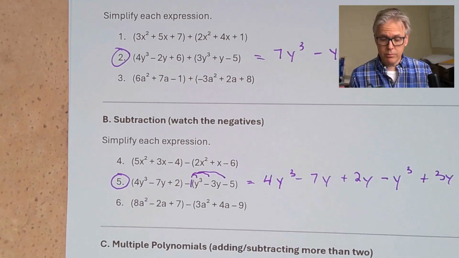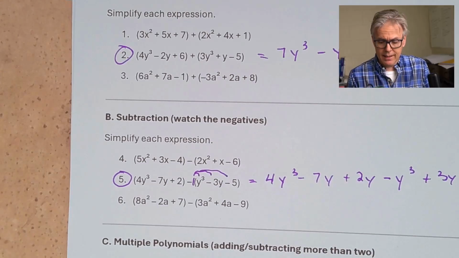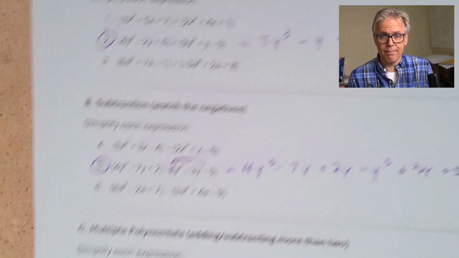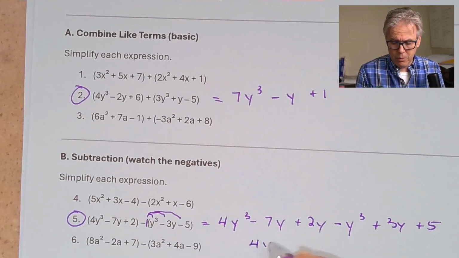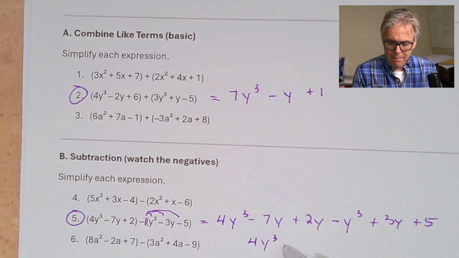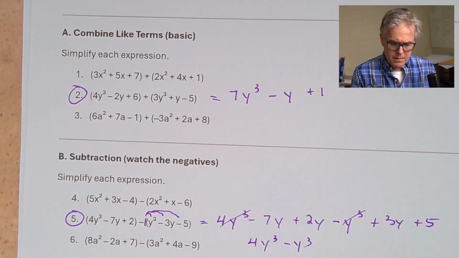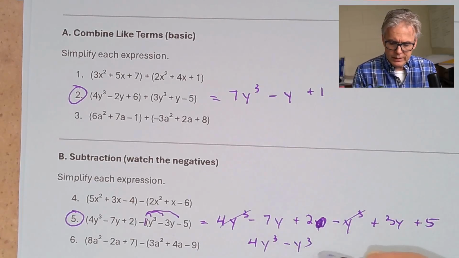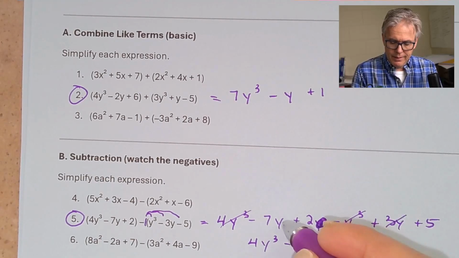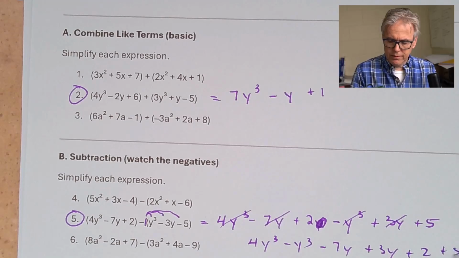When we were combining like terms earlier, I said that it can be advantageous to go ahead and write those like terms side by side. I'm going to do that on this one, but don't think you have to. It does come out a little bit easier mentally, but you do have to write down the problem again. So 4y cubed, what is this like term? Minus y cubed. And I have a typo here, it should not be a 2y. So minus 7y plus 3y, and then I've got plus 2 plus 5.